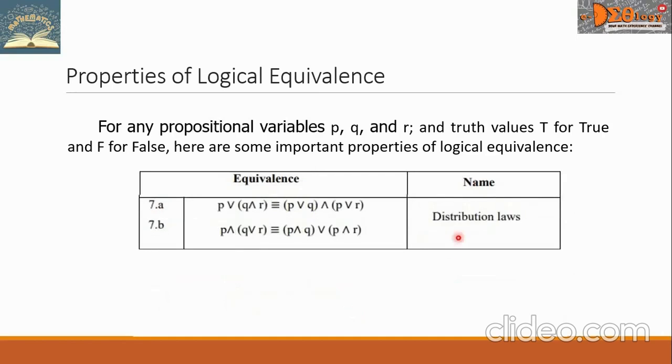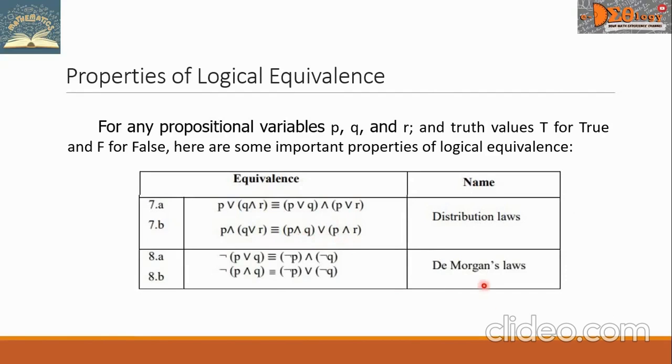Number 7, distributive laws. We have two parts. 7.a, P or the compound proposition Q and R is logically equivalent to the compound proposition P or Q and the compound proposition P or R. 7.b, P and the compound proposition Q or R is logically equivalent to P and Q or the compound proposition P and R.